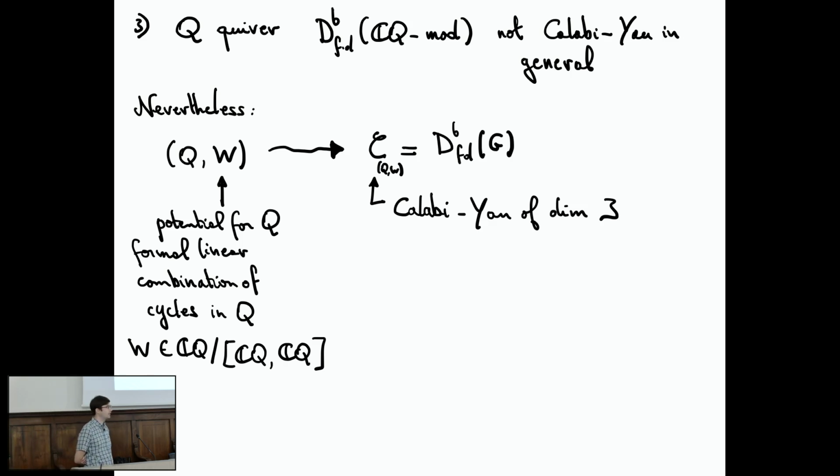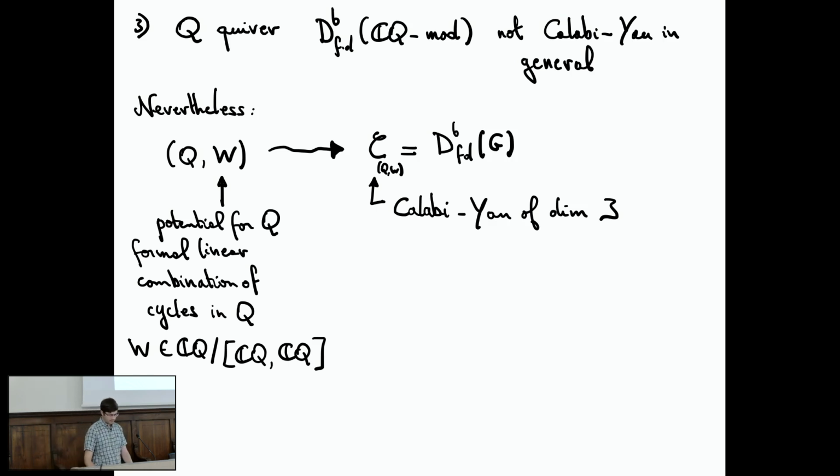Nevertheless, there is a way, starting from a quiver, to cook up a category which will have Calabi-Yau properties, and which will be important to fit the quiver story into this broader Calabi-Yau context. And so to do that, you can start with a quiver, or more generally with a quiver with potential. So what I mean by W is a potential for the quiver.